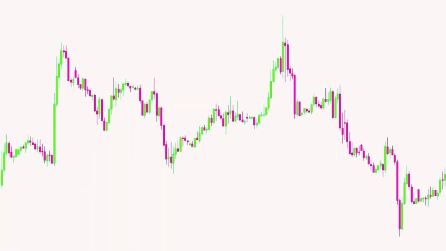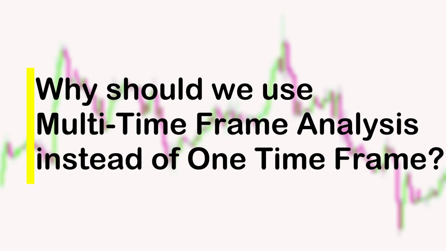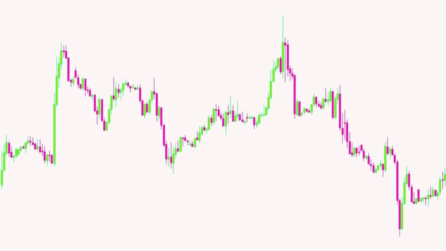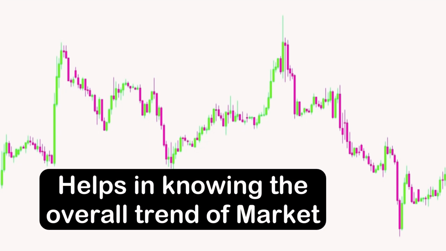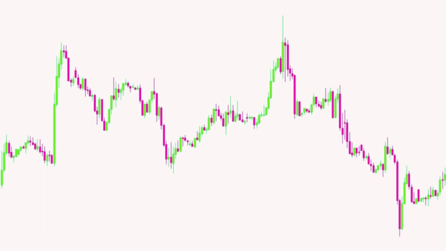Now let us understand why we should use multi-time frame analysis instead of one-time frame analysis. The first reason is that the multi-time frame analysis helps us in knowing the trend of the market. Let us understand this with an example.